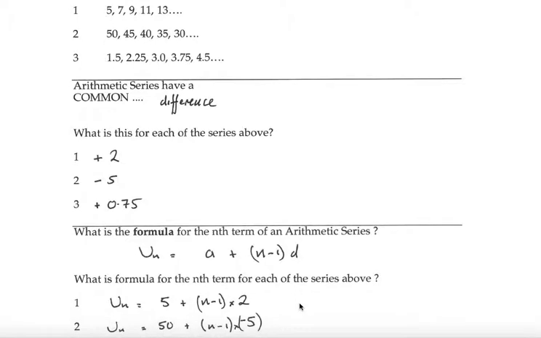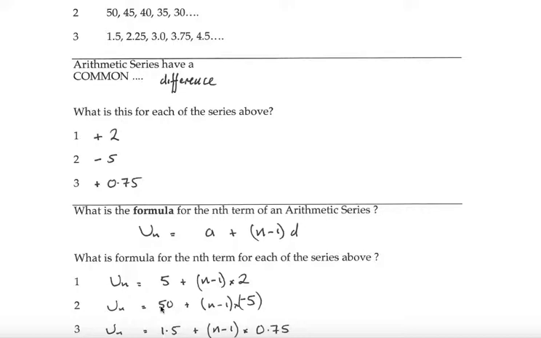So for my sequences above, if I were to just drop the bits that I know about the sequence into this formula, it would give me a formula where the only thing I would need to know would be the n to work out any particular term in the sequence. So for this sequence here, the first term is 5, the common difference is 2. So any term in that sequence would be 5 plus the position of that term minus 1, lots of 2.